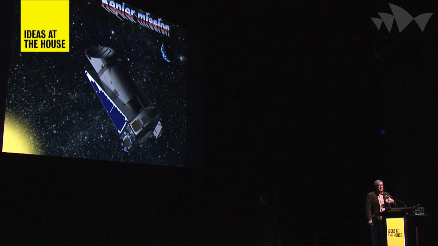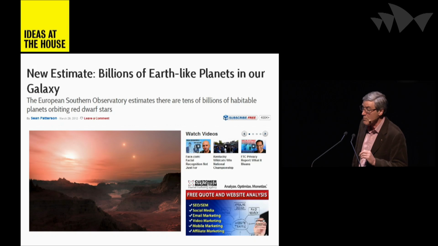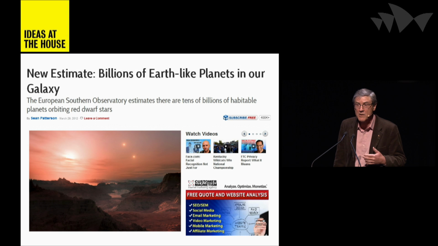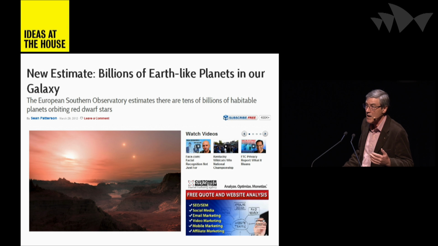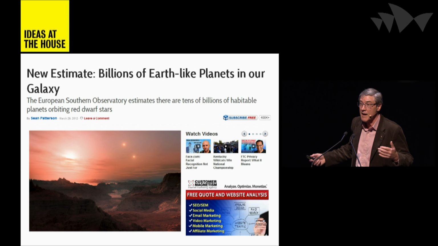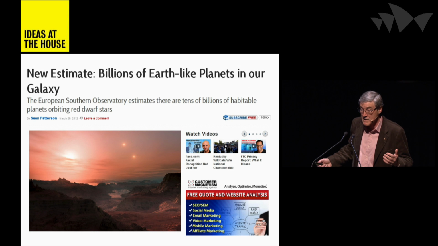And the statistics of this process are now good enough that one can have an estimate of how many Earth-like planets, depending a little bit on how you define Earth-like, there are in the galaxy. And this is a typical report. You'll be very familiar with this sort of thing. I'm sure any of you who are following science will have picked up this, in my view, ludicrously upbeat assessment of the likelihood of life beyond Earth. So, billions of Earth-like planets in our galaxy.